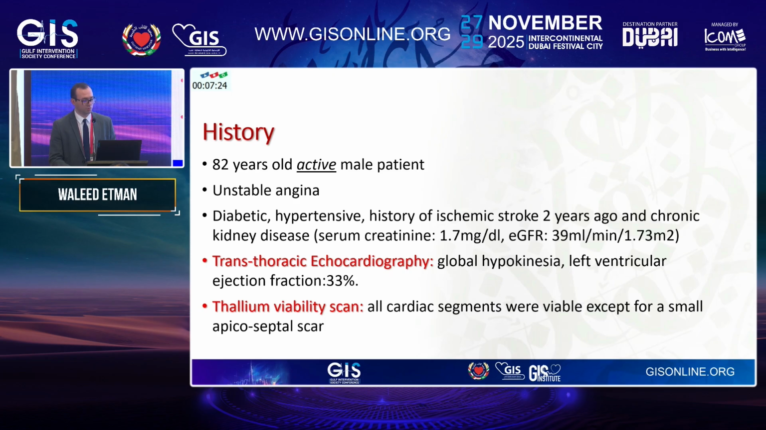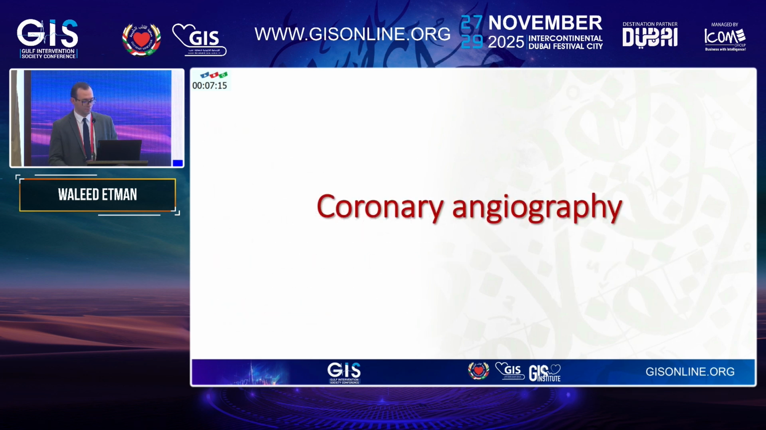His transthoracic echo showed global hypokinesia with a left ventricular ejection fraction of 33%. We did a viability study before proceeding to coronary angiography, which showed that all the cardiac segments were viable except for a small scar in the epicardial segment.